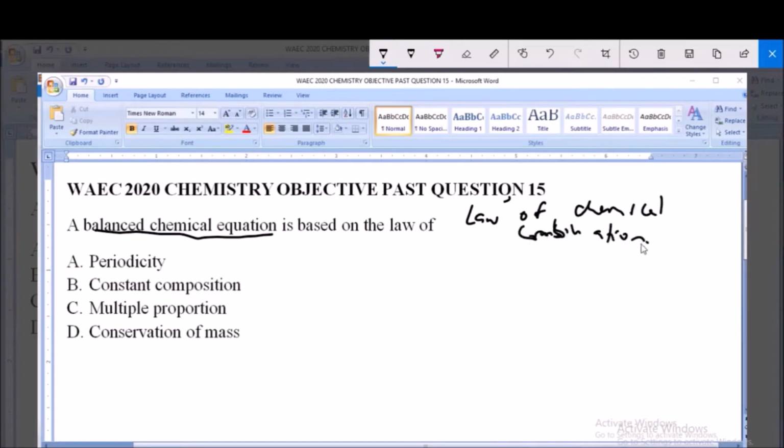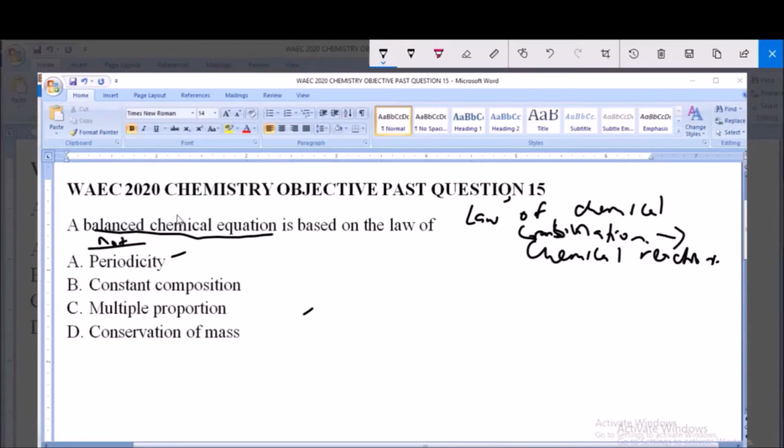And basically, the laws of chemical combination are certain laws or principles guiding chemical reactions. So right here we have some laws of chemical combination. Let's see which of them the balanced chemical equation is based on. So the law of periodicity, the first thing to note about this is that it is not a law of chemical combination.